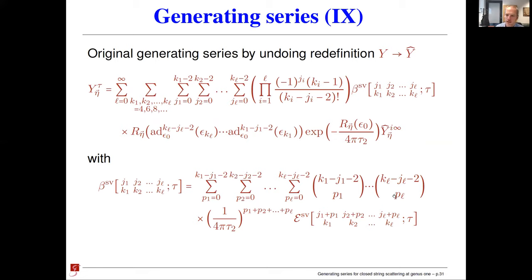These things look more scary than they are. This is very simple combinatorics. You take the labels of these things, rearrange them a bit, and sum them up with binomials. So this is the solution for the function generating series Y that we actually want to understand, which means that the beta SV are more interesting than the ESVs, these calligraphic E's, and it also turns out that they have nicer properties.